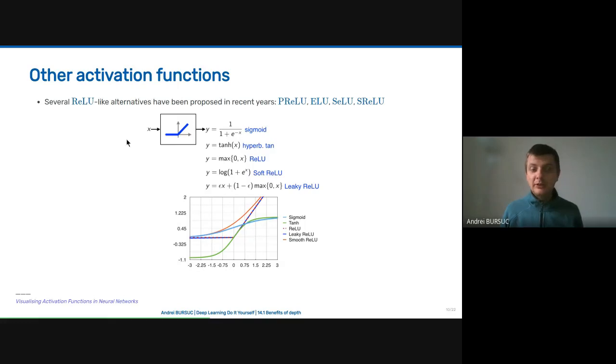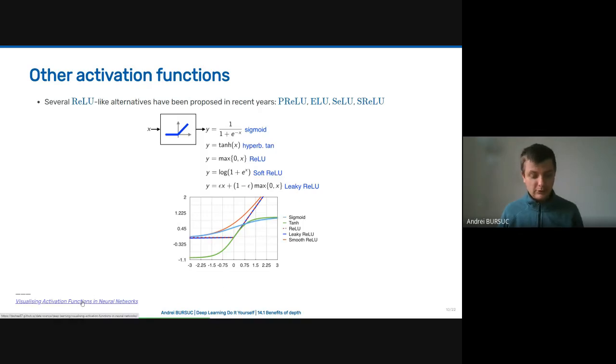There are other ReLU-like alternatives that have been proposed in recent years. This is the leaky ReLU that I showed you before. There's a smooth ReLU which never goes to 0. In the proximity of 0 it looks a bit like a sigmoid, but then upwards it goes like a regular ReLU. And there are various other variants, leaky ReLU, parametric ReLU.